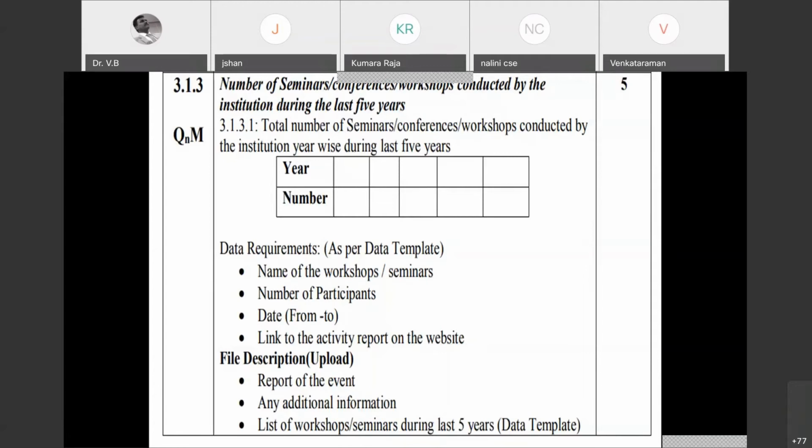And once you enter, in the data template, they will be asking you for the number of participants. So in case you claim that you have given TADA for the participants, then the DVV will definitely ask for the proof of payment for a particular participant. So if you are saying that TADA is given for workshops and conferences organized by you, then please ensure that you have sufficient back document, like at least a payment voucher.